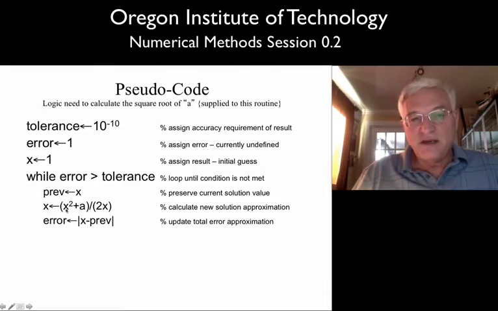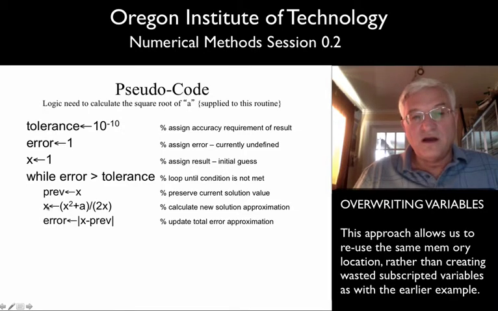So what this statement here says is go back and find the x that's already there. Well, right now that's 1. Square it. Add a number called a, which I would have had to supply to this algorithm, and then take that quantity and divide it by 2x. After that operation is done, then overwrite whatever is in the x location, whatever memory location that x points to, overwrite that data with the new value I've just constructed.